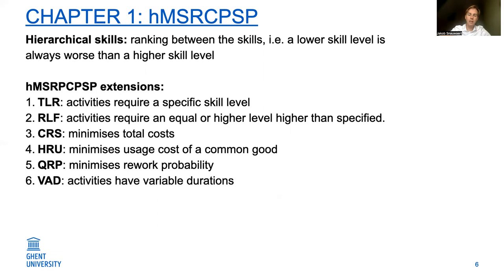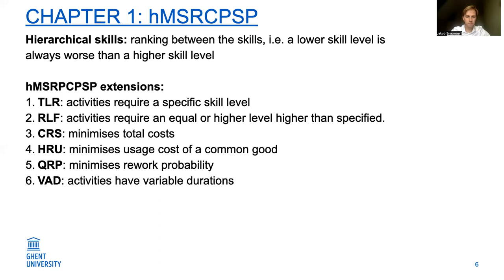Then we have the cost of resource skills extension, which just minimizes the total cost. We have the heterogeneous resource usage extension, which minimizes the usage cost of a common good. We have the quality as rework probability extension, in which the rework probability is, of course, minimized. And finally, we have the extension in which activities have variable activity durations.